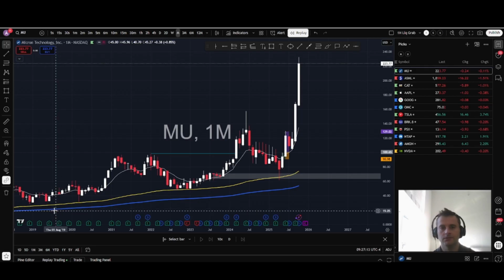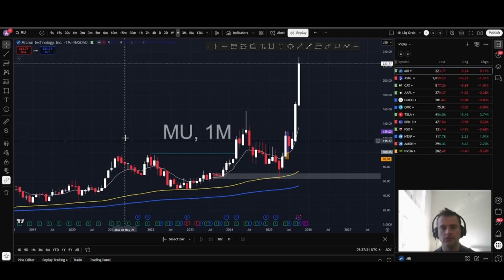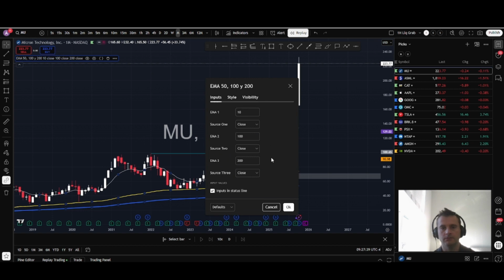Okay, so let's start with the first setup, which I have here for Micron Technologies. The first step that I do is I go onto the monthly chart. I have an indicator here that you can easily find in TradingView. It's the EMA, the 50, the 100, and the 200 close. I mean, you can see I'm not trying to hide anything. That's really the only indicator that I use.